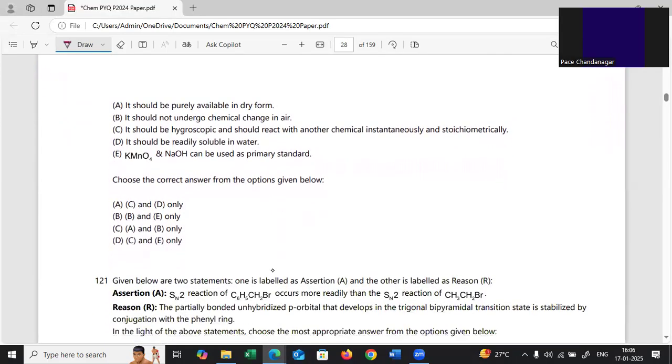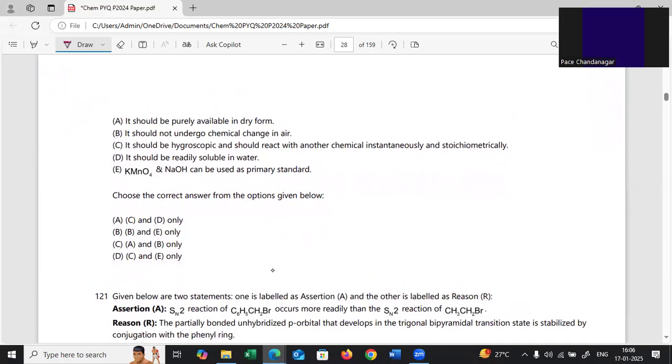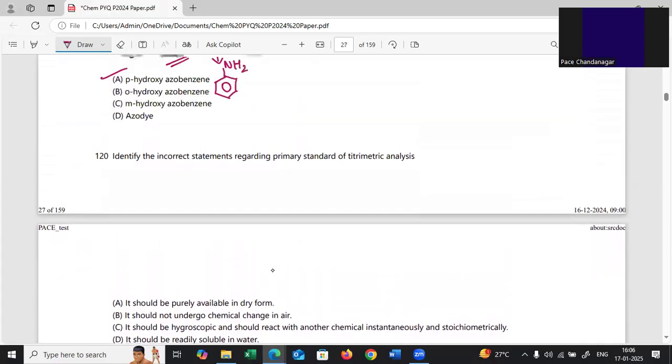Titrimetric analysis is not there for you right now. That's okay. You can leave that. No problem. So that is how it is.